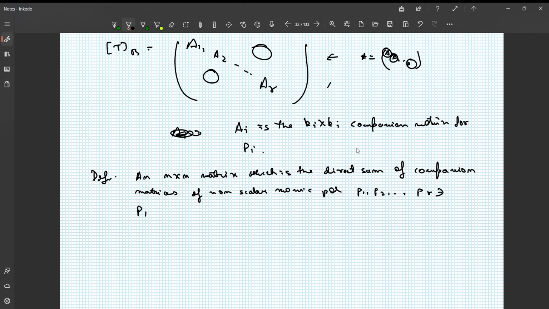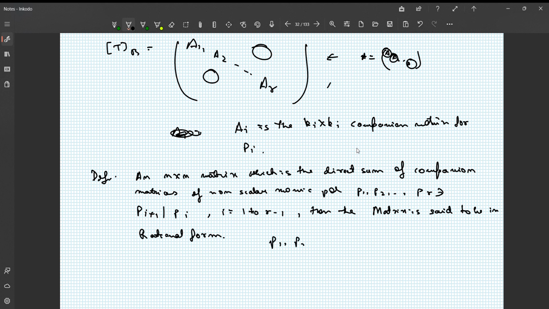polynomials p1, p2 till pr, such that pi plus 1 divides pi, for i ranging from 1 to r minus 1, is said to be in rational form. Clear? In such a case, each of these p1, p2 till pr are called the invariant factors.